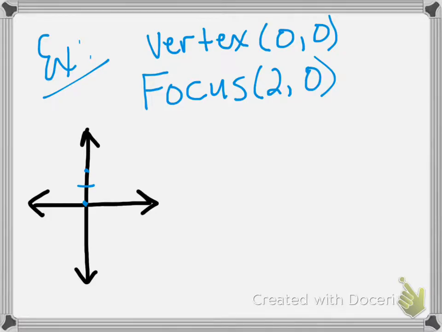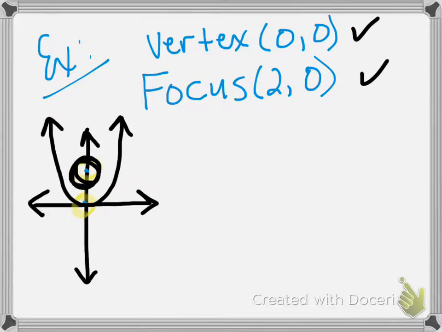Alright, in your workbook you're also going to have a couple of problems where they're going to give you information, and then you're going to determine the equation. So if my vertex is 0, 0, and my focus is at 2, 0, what I like to do is just go ahead and draw myself a little graph so that I can see which direction this is going to open. So if the vertex is here at 0, 0, and my focus is up here at 2, 0, then that means my parabola has to look like this, because the focus has to be inside of my parabola.